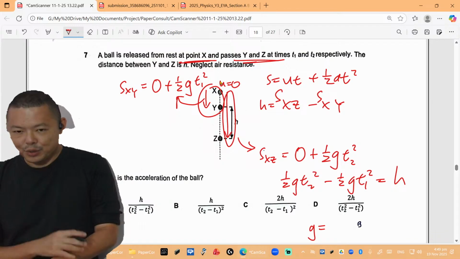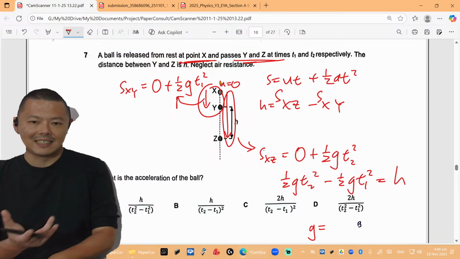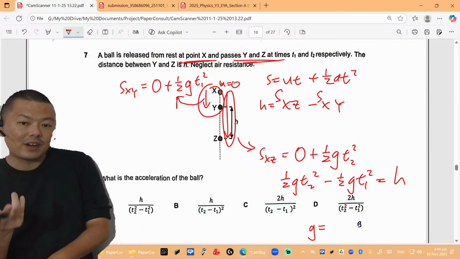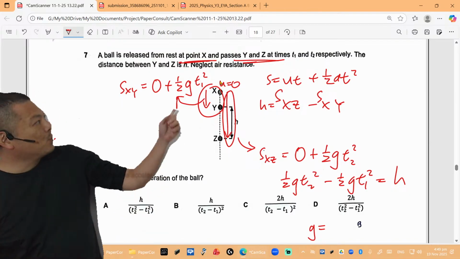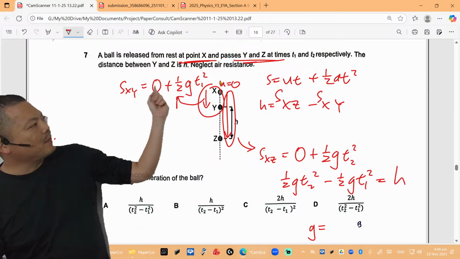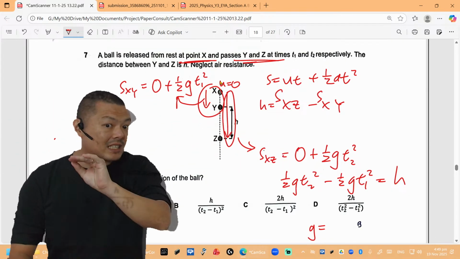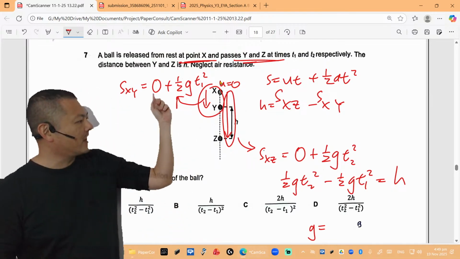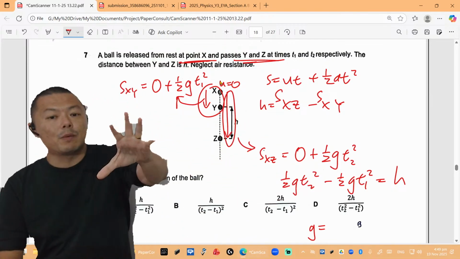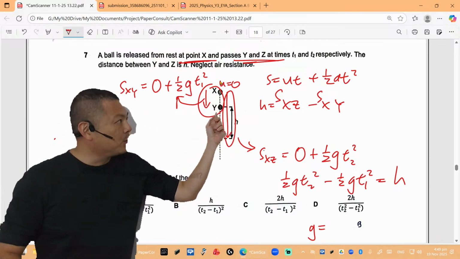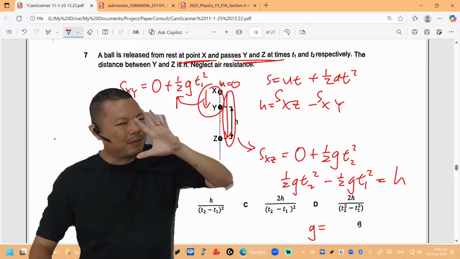So if you realize that, hey, actually it's just like that. But it's not easy. It's not easy because the trick of this question is to use the starting point x as the reference point for both of them, so that the equations are very simple. The equation is 0 here and 0 here. So the very smart one, what he did was he went to find the velocity at y, then used that as the u here. Then it becomes very complicated.